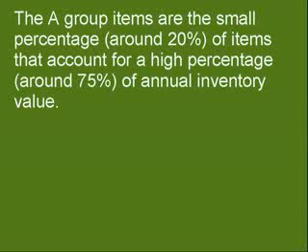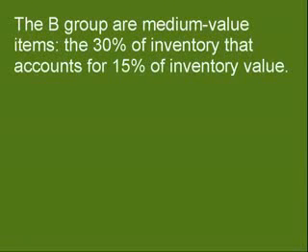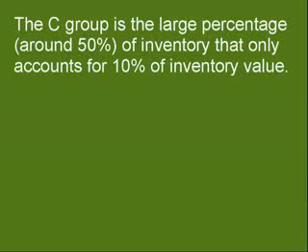The B group are medium value items, 30% of inventory that accounts for 15% of inventory value. The C group is the large percentage, usually around 50% of inventory, that only accounts for 10% of inventory value.